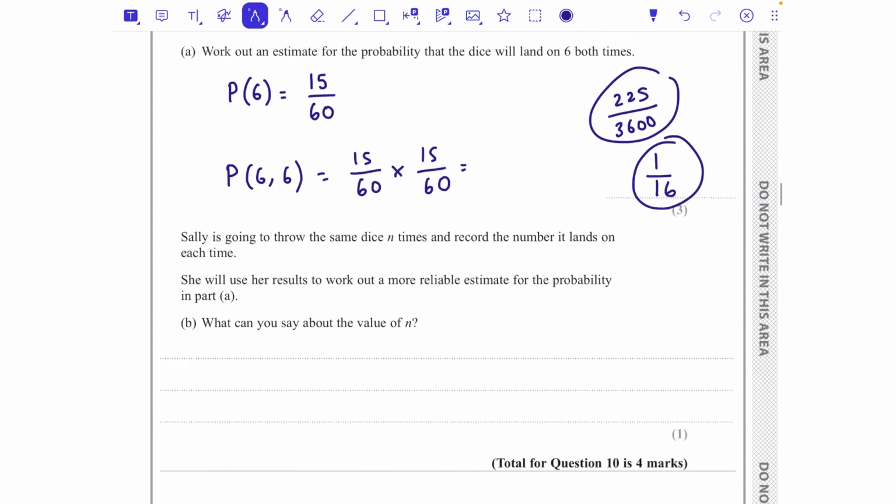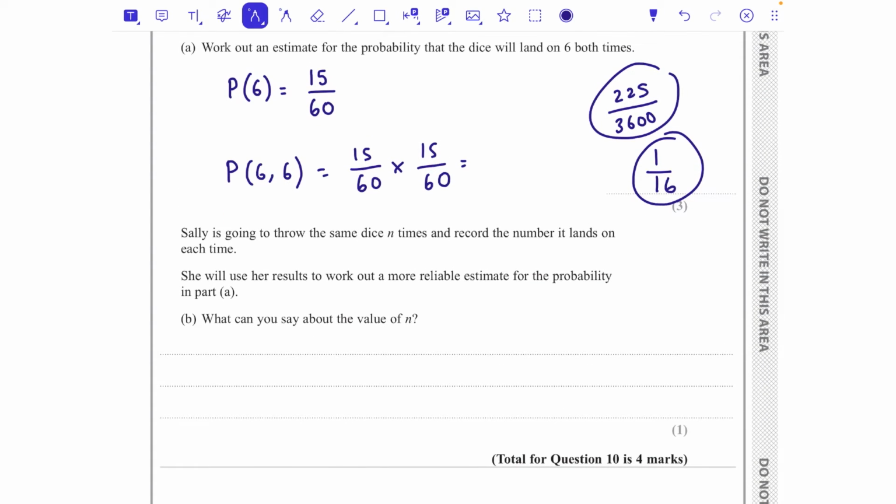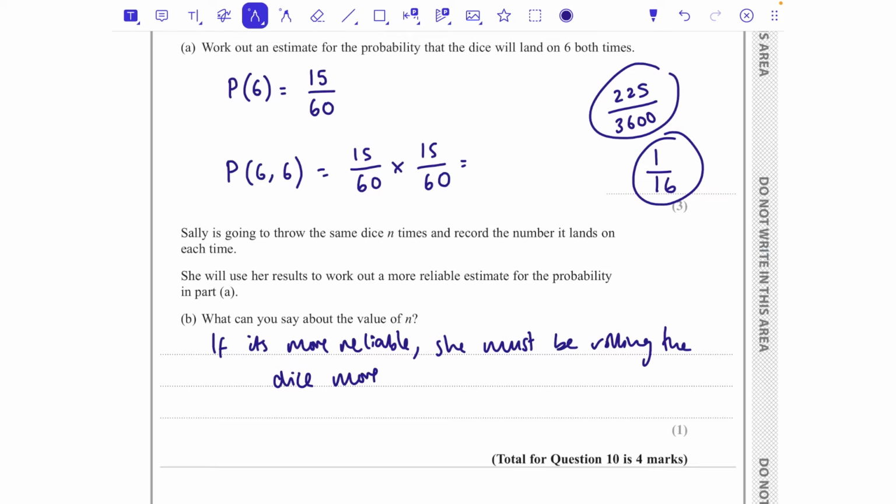Sally's going to throw the same dice n times and record the number it lands on each time. She'll use her results to work out a more reliable estimate for the probability in part A. What can you say about the value of n? If it's more reliable, she must be rolling the dice more than 60 times. So n must be greater than 60.